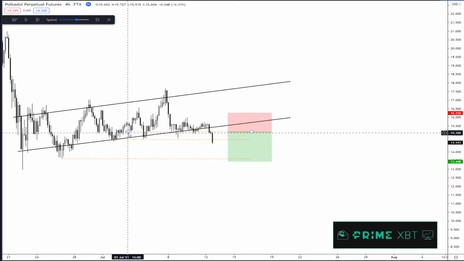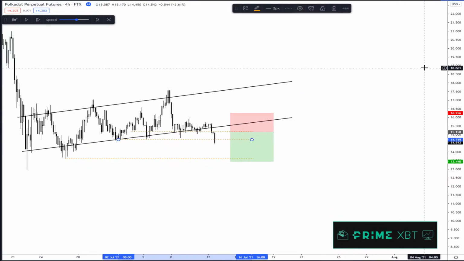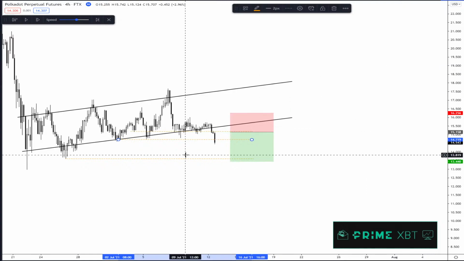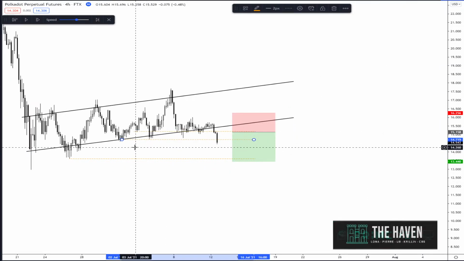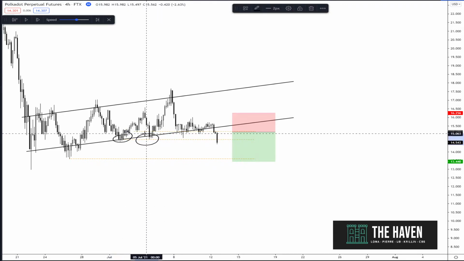So the next key area that I was looking for a breakdown from was this 14.7 level. Again, same idea as a level above. Just pretty important, right? We spiked into it a couple times, got bought up quickly.